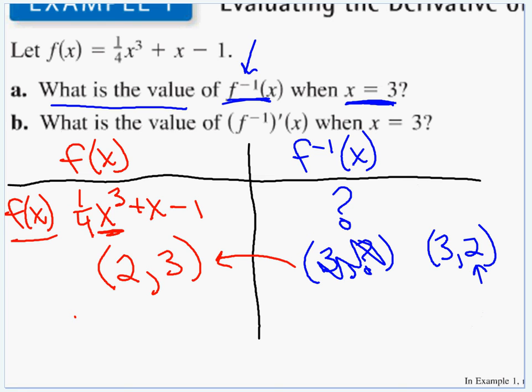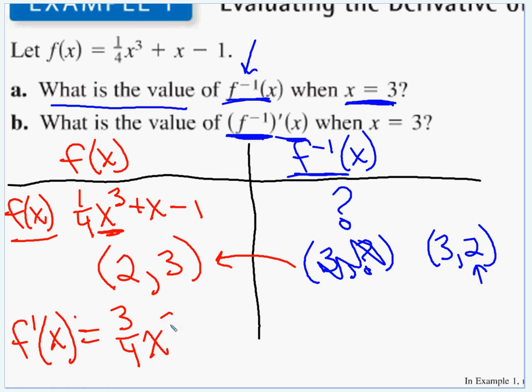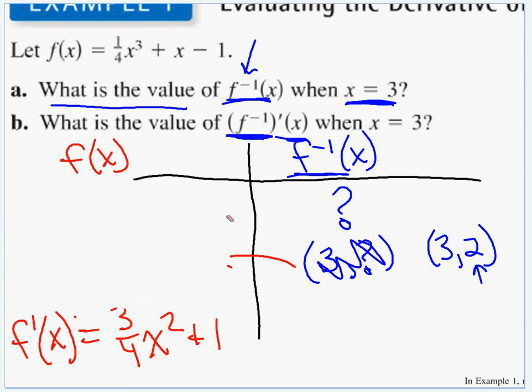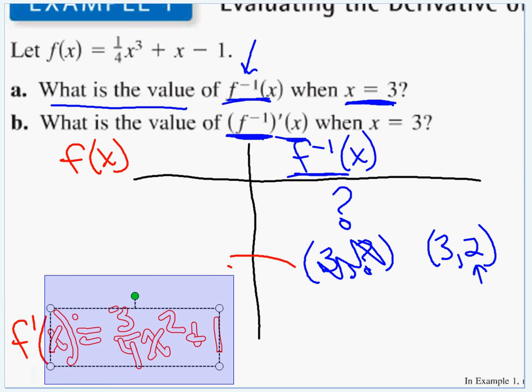Now in part B, they're asking us about the inverse's derivative at that same point. Well, we don't have the function here, f inverse, so we can't differentiate it and plug the 3 in. Let's go back over to f of x and find its derivative. F prime would be 3/4 x to the second power plus 1. Now, let me get a little more room to write over here.